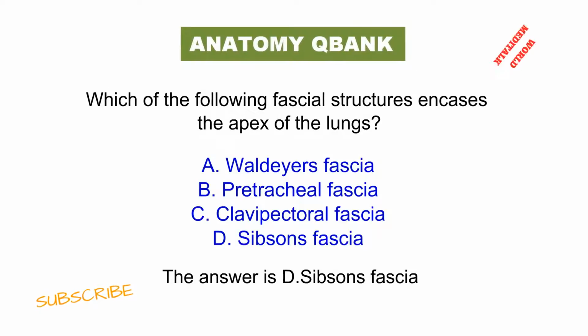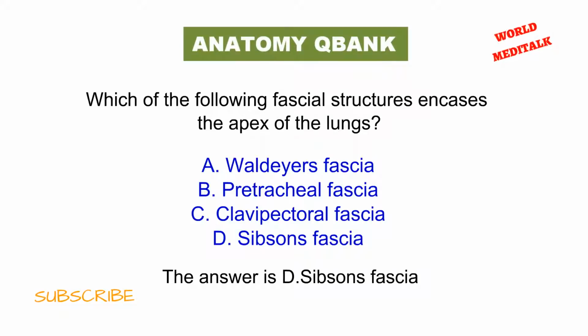The suprapleural fascia runs from the cervical 7 to the first rib and overlies the apex of the lung on both sides. It lies between the parietal pleura and the thoracic cage.